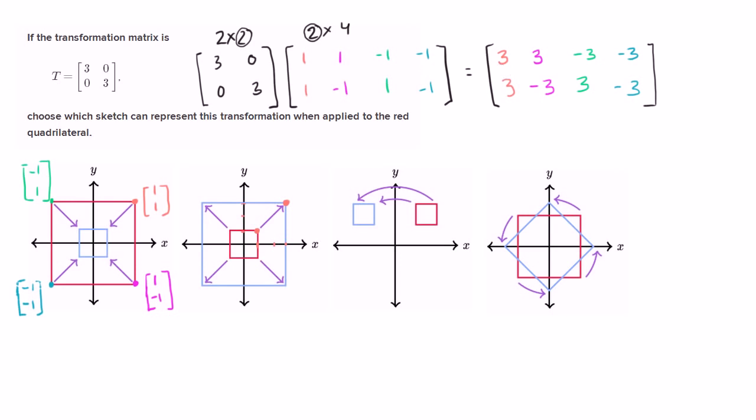This got mapped to that, and we see it with each of them. 1, negative 1 gets mapped to 3, negative 3. Negative 1, 1 is getting mapped to negative 3, 3. And finally, negative 1, negative 1 gets mapped to negative 3, negative 3. So it's definitely the second diagram that represents the transformation matrix T being applied to the red quadrilateral.